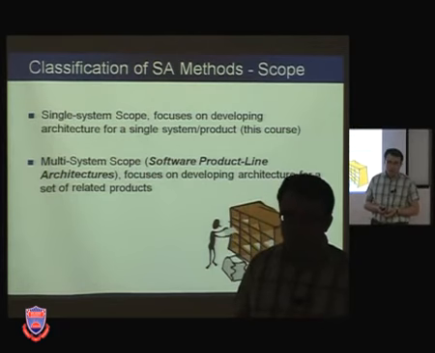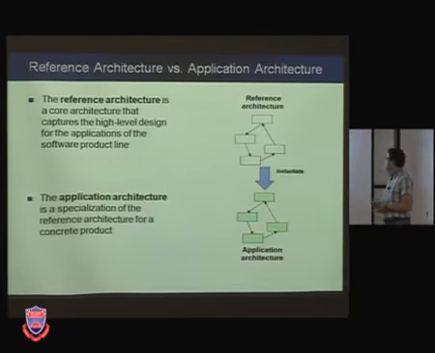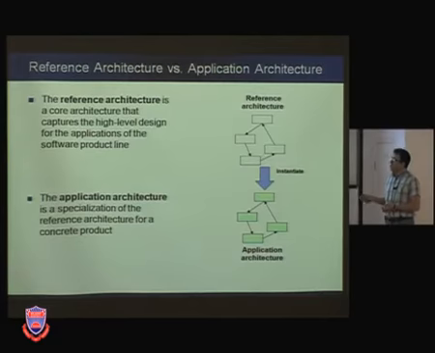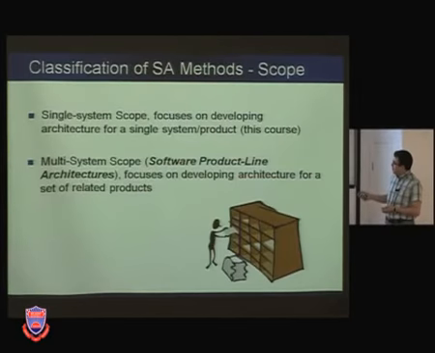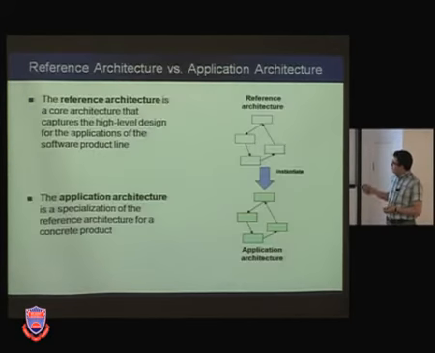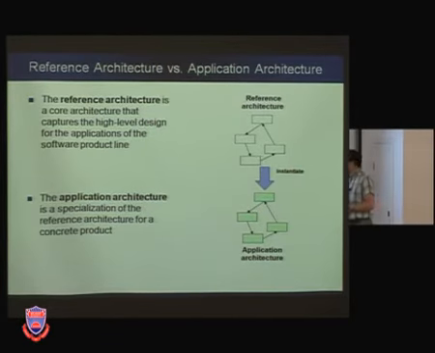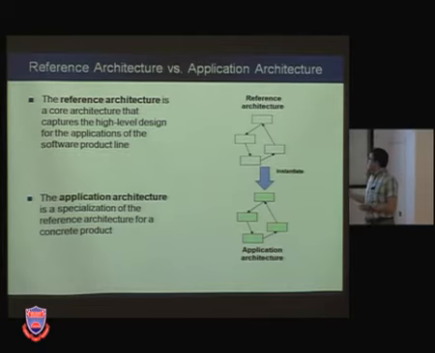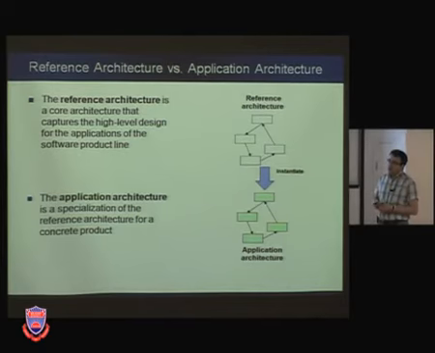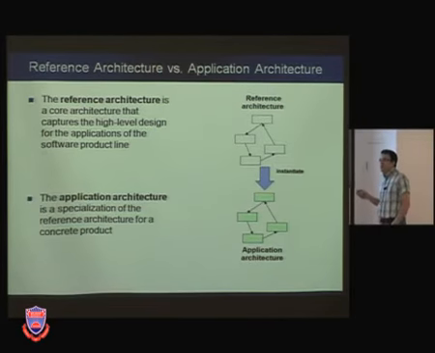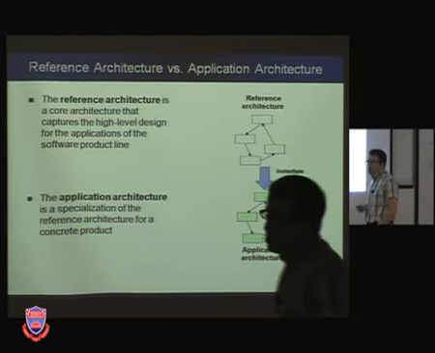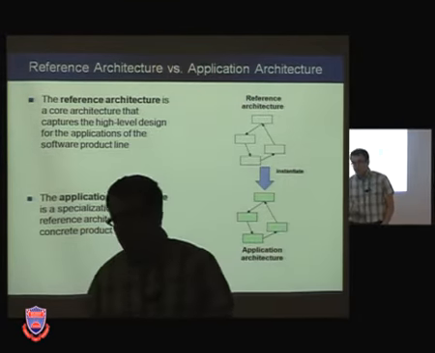Okay? There we make a distinction between actually two types of architectures. So in this one, a reference architecture or product line architecture, which is the architecture, the higher level design. It's even higher than the architecture for single system scope. It's architecture for multiple products. For example, product line architecture for insurance system products. Okay?